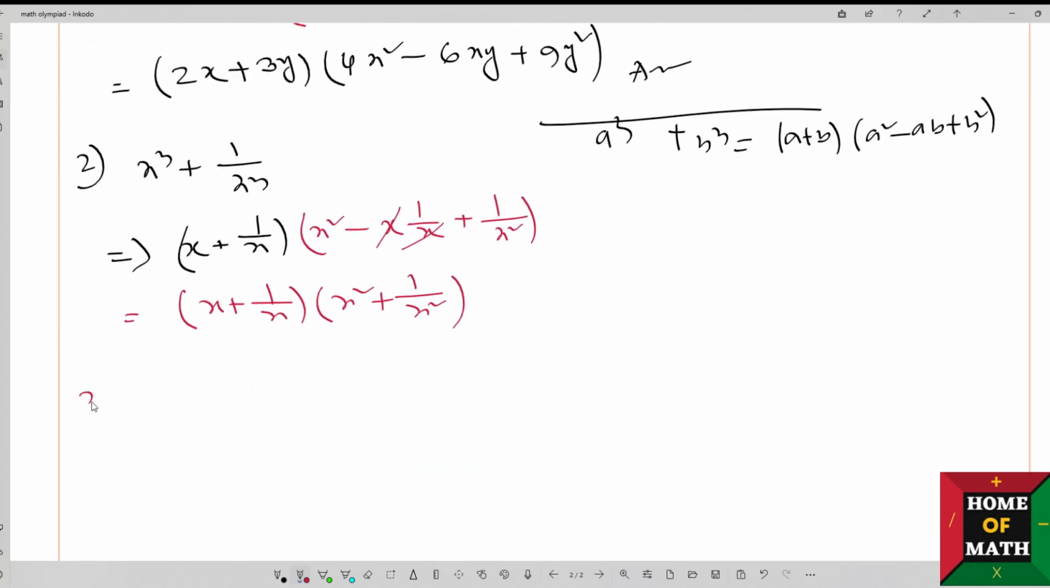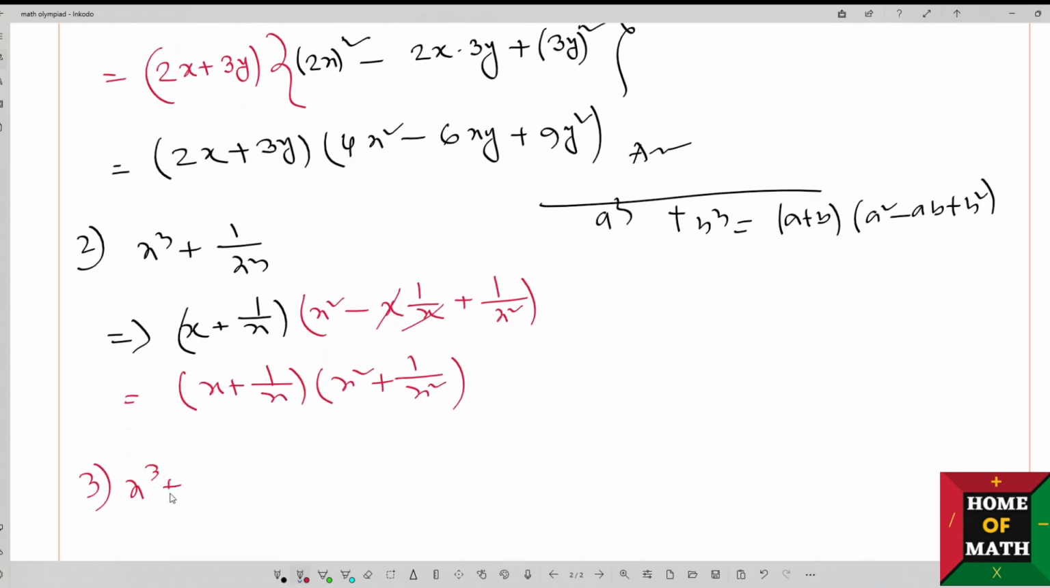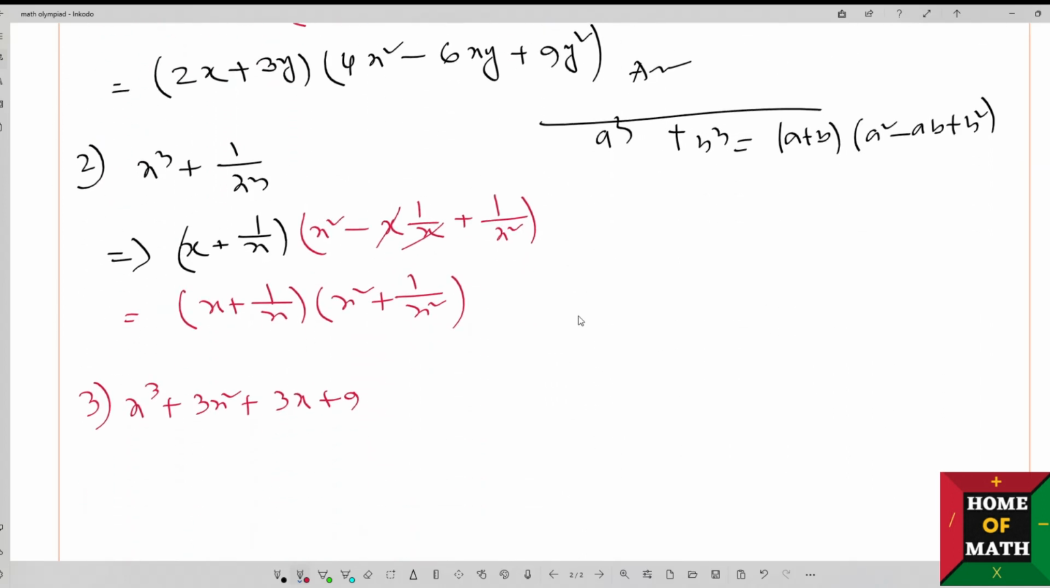Now the third one, this is x cube plus 3x square plus 3x plus 9. Let's check again: x cube plus 3x square plus 3x plus 9. This one we can solve very easily. Here is x cube, here is 3x square, here is 3x, here is plus 9.